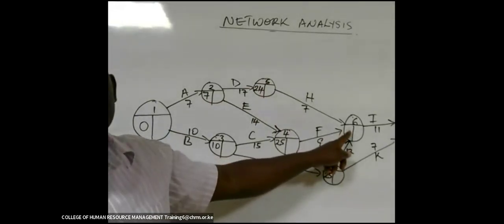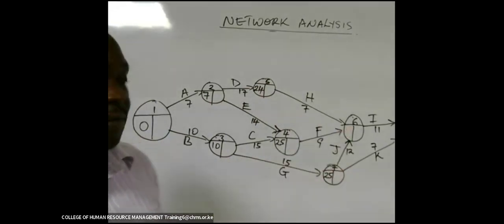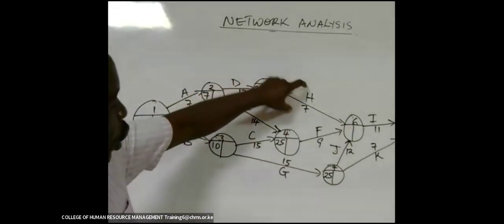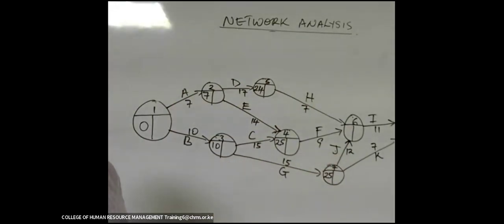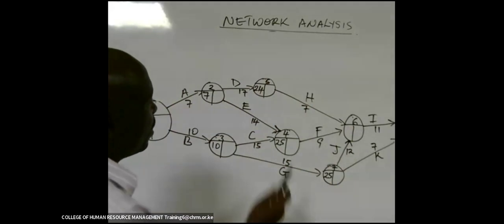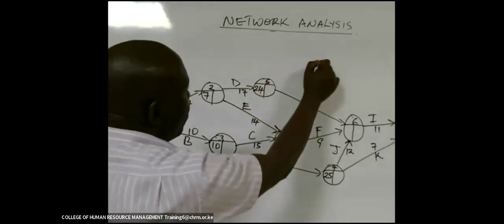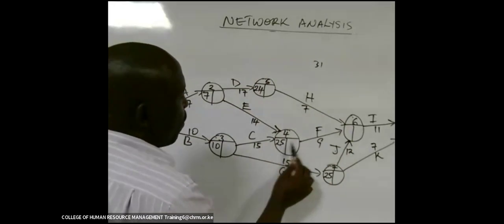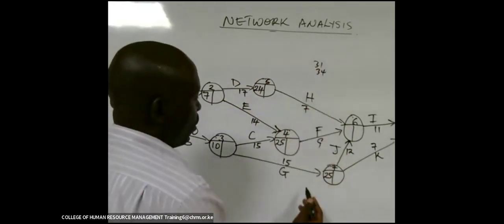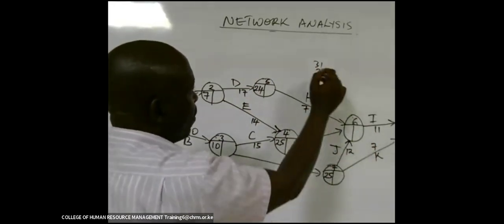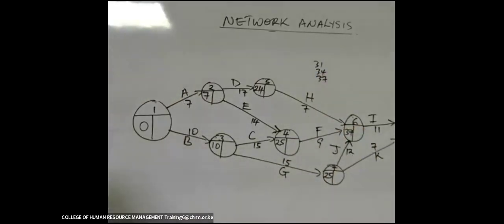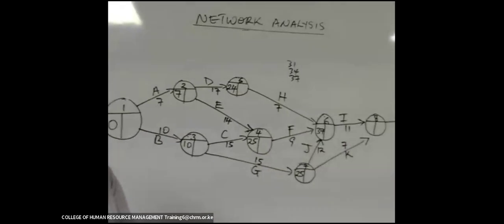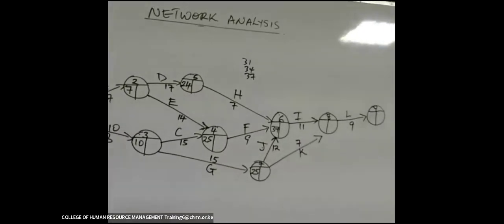Here, we have got 3 arrows pointing to this event. The arrow of H, the arrow of F, and this arrow of J. So which one will give us the highest time estimate? 24 plus 7, it is 31. 25 plus 9, it is 34. 25 plus 12, it is 37. So we write here 37. Then we proceed to the last event now.